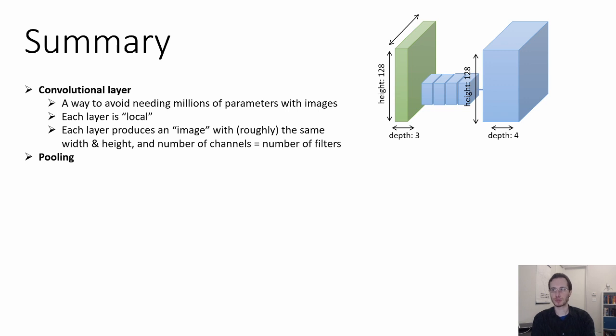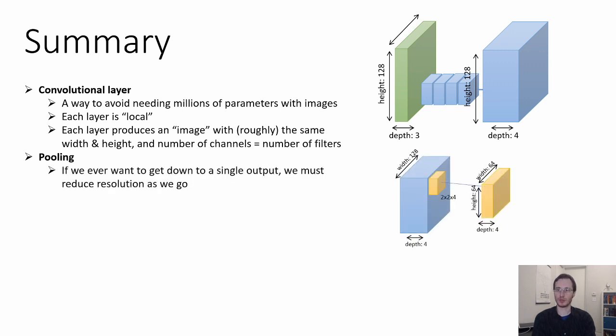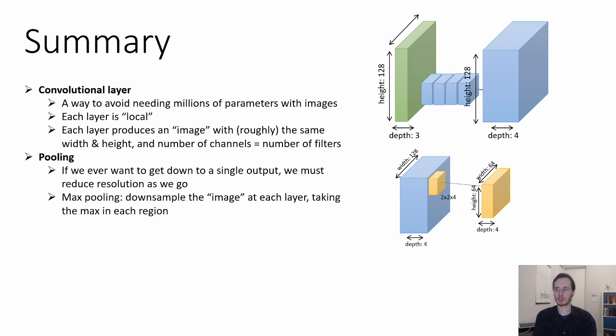Then, if you want to reduce the resolution of these layers, which you probably do so that you can eventually produce a single answer, you want a pooling operation. If you ever want to get down to a single output, you have to reduce the resolution as you go. The most common type of pooling is max pooling, where you downsample the image of activations at each layer, taking the max in each region. Crucially, the regions here are non-overlapping. For the convolution, you slide over every single position, so you have overlapping filters. For pooling, they're non-overlapping. This makes it robust to small translational changes too. If the image moves by a small amount, then probably the max in each region will usually remain the same.